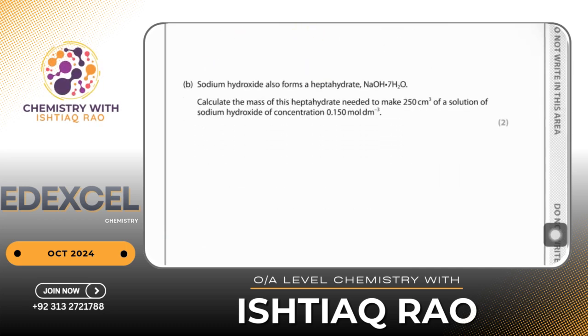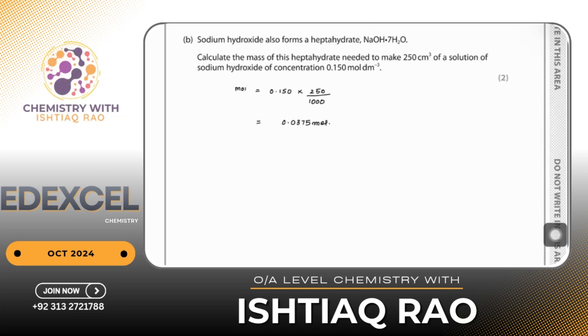Sodium hydroxide also forms the heptahydrate, 7H2O. Calculate the mass of this heptahydrate needed to make 250 cm cube of a solution of sodium hydroxide of concentration 0.150 mole per decimeter cube. First of all, I have to find out the number of moles, because mass is equal to Mr times moles. Moles equal concentration 0.150 multiplied by the volume, 250. Convert it to decimeter cube by dividing by 1000. So you would be getting the moles, that is 0.0375.